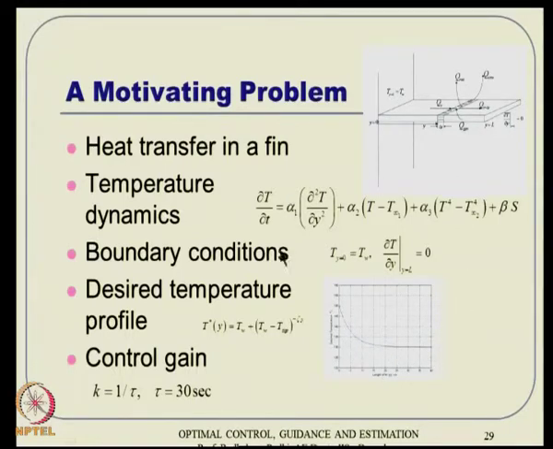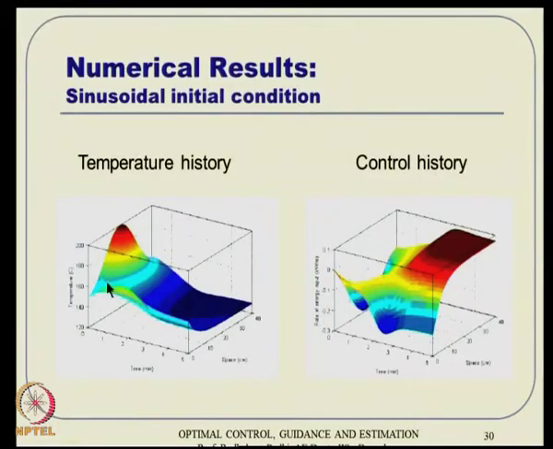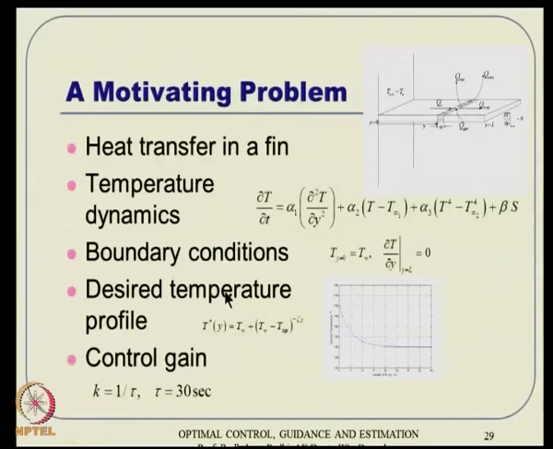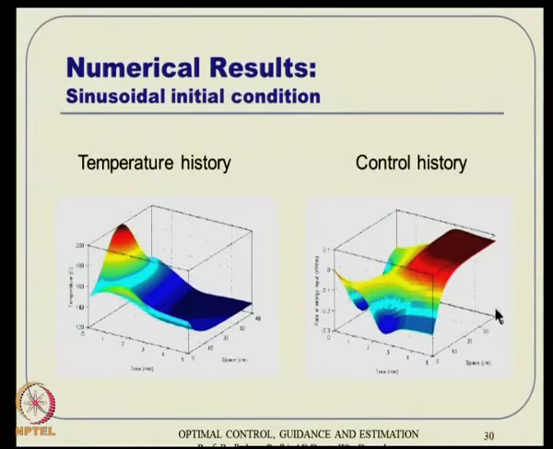So if you have that, then the other tuning parameters are there. This is the kind of result. If you start with an arbitrary initial profile, ultimately it will come to the profile that you want. This is the profile, this is the space y. So this is what you want in this form. It is happening, and the associated control history has to be given like that. This is with respect to a sinusoidal profile as initial condition.